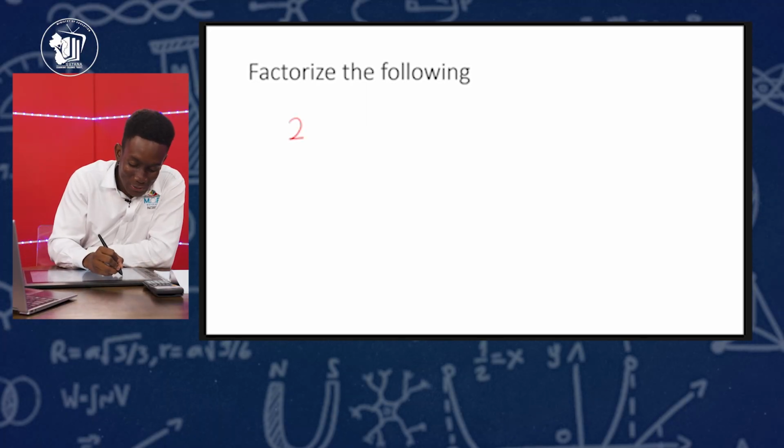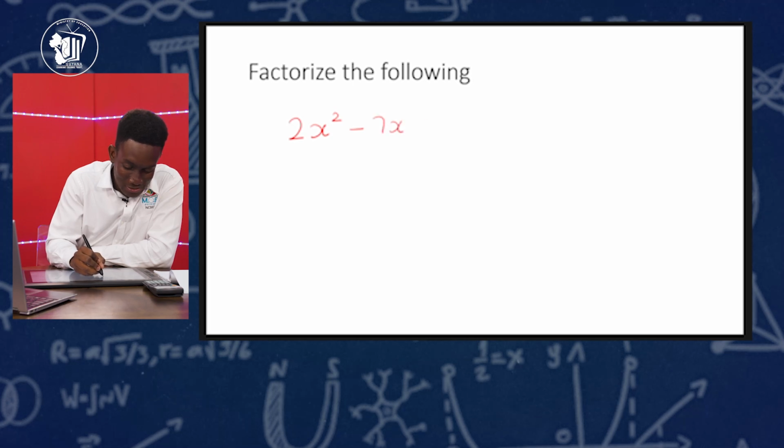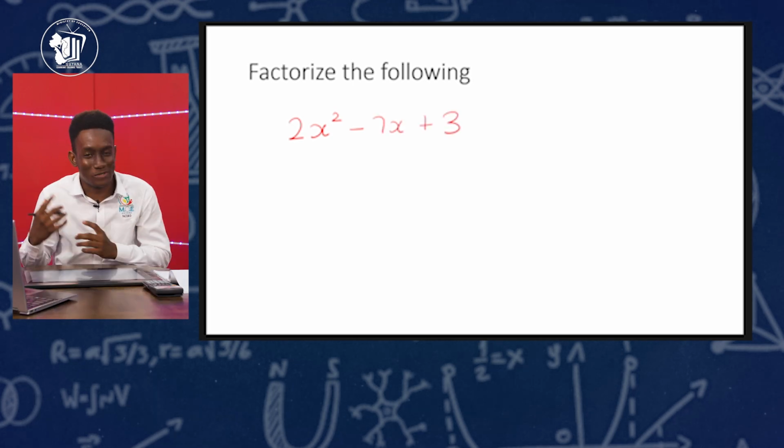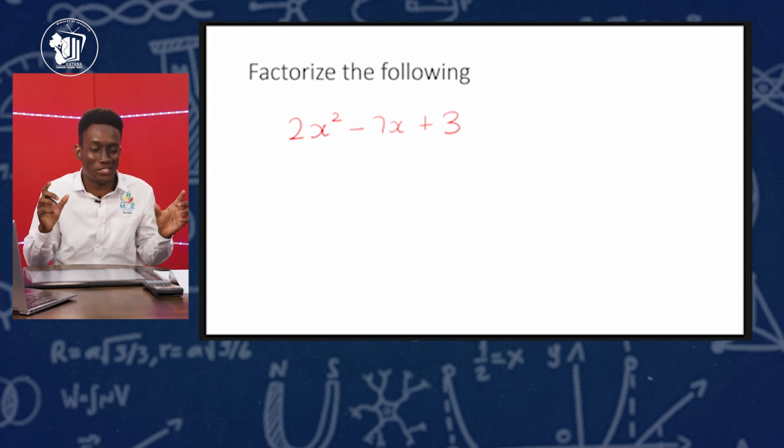So let's look at the final example. Let's mix and match with some signs. This example is 2x squared minus 7x plus 3. So you're mixing and matching with some signs. You have some negatives and we have some positives. So let's see how this will work.